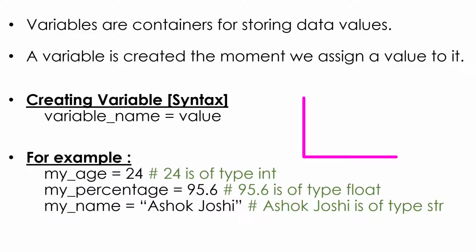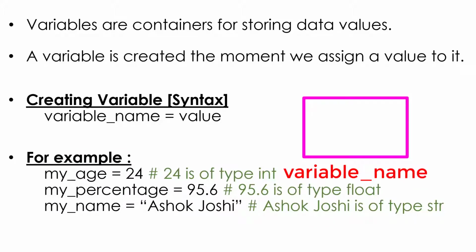Now imagine this box is a variable. It will have a variable name. So we can give a variable name here. For example, let's consider the first example, my age. So this my age will be the variable name and 24 the value. It will be stored inside this box. Now in order to store this value inside the variable, we will use an assignment operator, which is also called equal to. And these values can be of integer type.